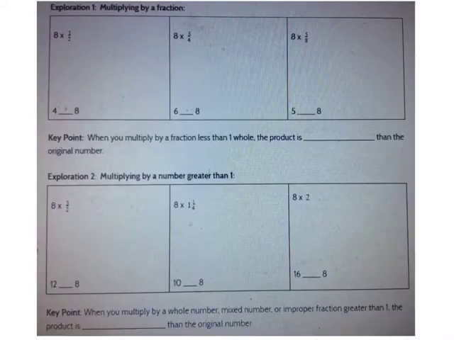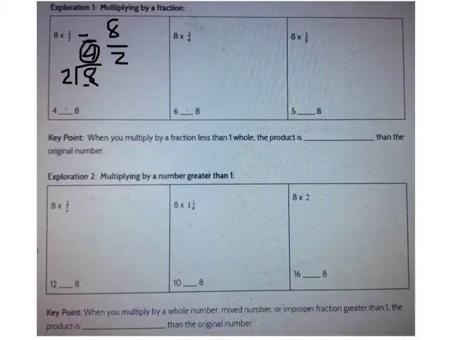8 times 1/2. What's 8 times 1/2 written as an improper fraction? It's 8/2. I can divide to change that into a whole number. What whole number results when I divide 8 by 2? It's 4. 4 times 2 is 8. So 1/2 times 8 is 4. Now I want you to think, is 4 less than, greater than, or equal to 8? 4 is less than 8.